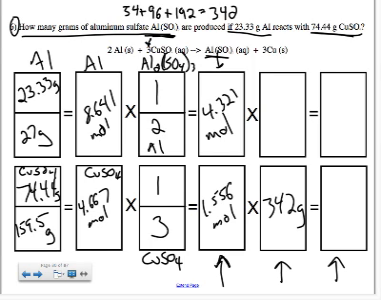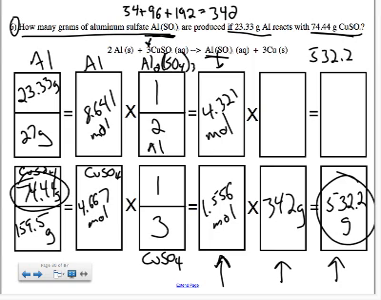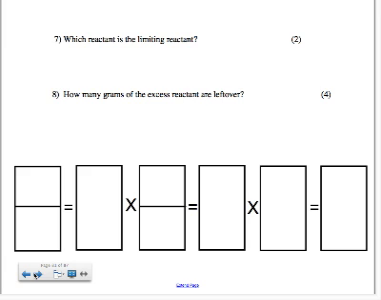times 1.556 is 532.2 grams. Okay, rounding to 4 significant figures because that's what we started with. So the answer to the first part of this question, or to question 6, is 532.2 grams of aluminum sulfate. Now the next question is, what's the limiting reactant? Well, the limiting reactant was copper sulfate, okay, because that was the one that gave us the smaller answer.